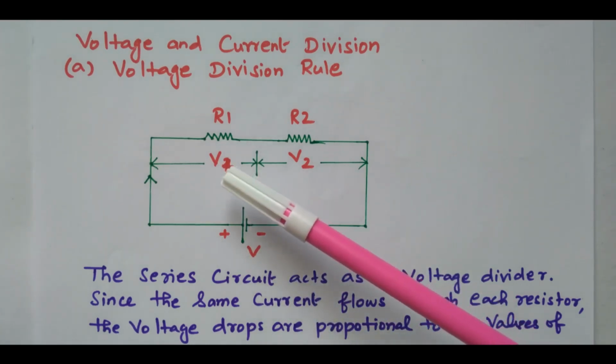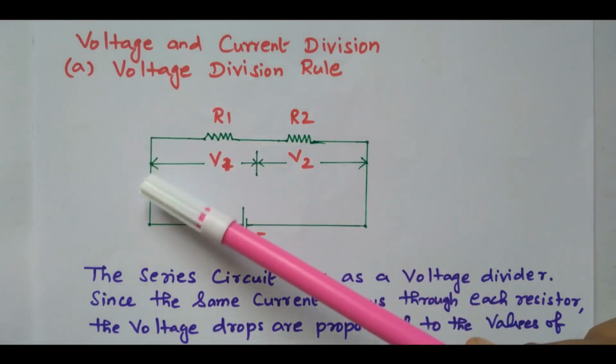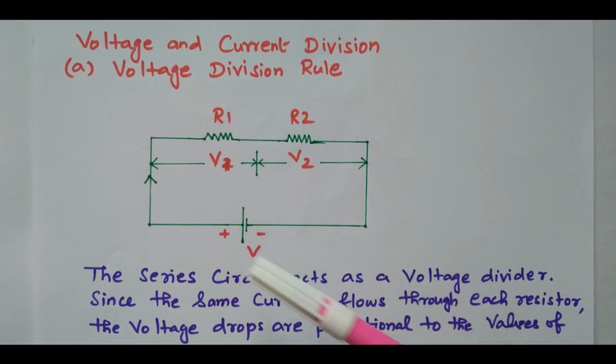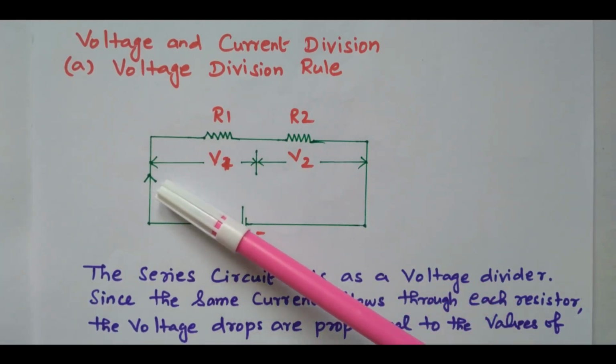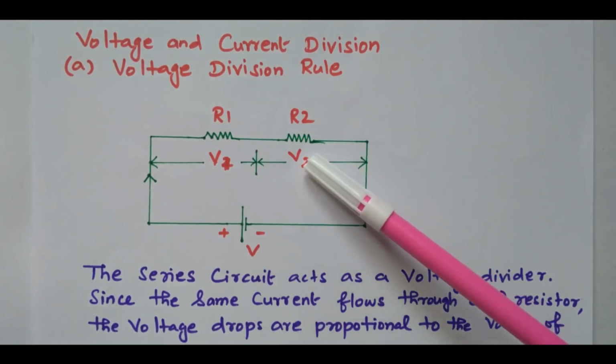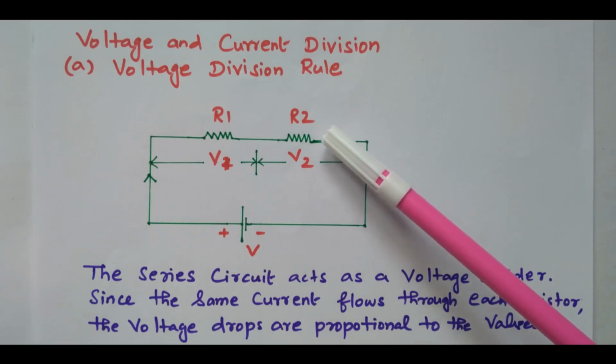How will you find this V1? V1 equals the current I into R1. V equals IR, where I is the total current and R is R1. Similarly, how will you find V2? V2 equals I into R2. Based on that we can find the voltages.